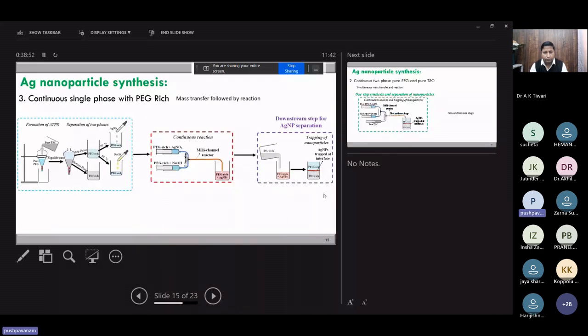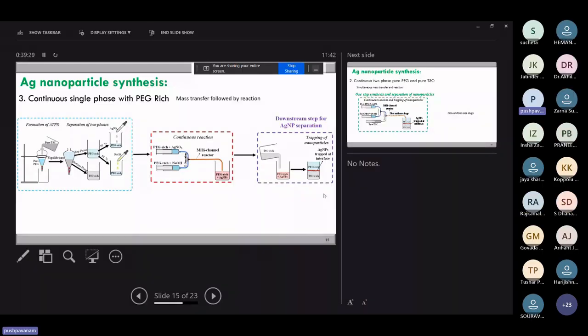In the second case, continuous single phase, I need to get a PEG-rich and a citrate-rich phase. So first, I mix the PEG and the trisodium citrate in that conical flask, and I allow it to equilibrate. Equilibrium is occurring because of mass transfer. Everything is equilibrated, and I have a PEG-rich phase and a citrate-rich phase. So this is the mass transfer step.